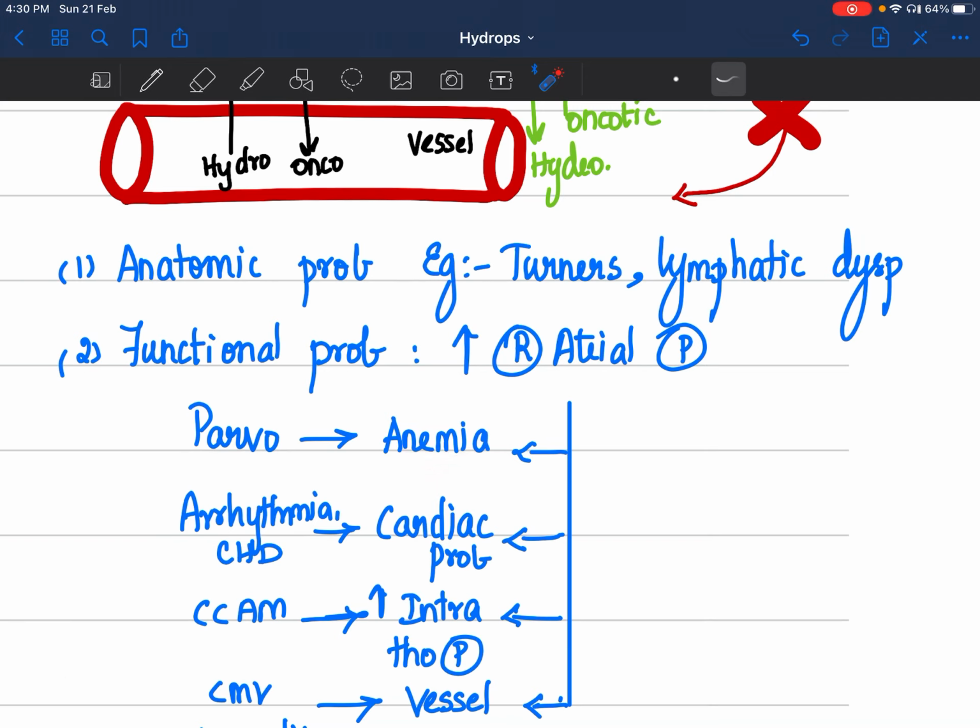So suppose there's anemia secondary to parvovirus. That can result in hydrops fetalis. Any cardiac problem that increases the right atrial pressure. It can be arrhythmia. Arrhythmia can be tachy or brady. Any congenital heart disease like your Ebstein's anomaly or your hypoplastic left heart syndrome, that can result in your hydrops fetalis.